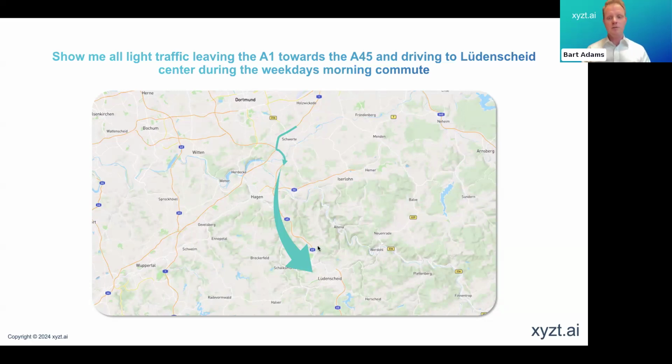So having these concepts in place, the question that we're asking, and this is just an example question, so use your imagination, anything will be possible: show me all light traffic leaving the A1, which is a major highway here, driving towards Ludenscheid on the A45. So this is the A45, this highway. And this is Ludenscheid, this area. It's very close to the closure of the highway 45. And then additionally, the question is, of course, to analyze it during the commute hours, for example, the morning commute.